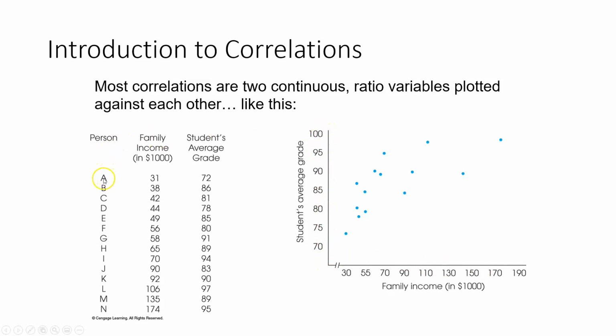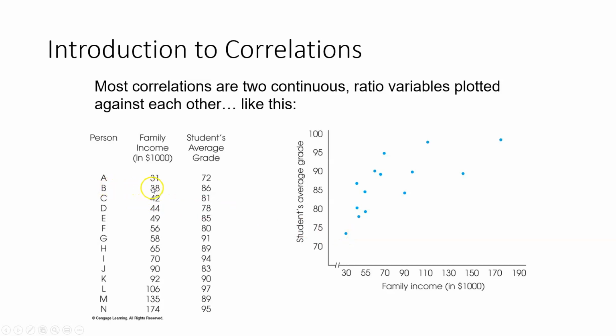And if you had person A, they would have a value for both variables. In this case, we have family income in thousands plotted against students' average grades. And you could see that person A has a family income of 31,000, and the student's average grade is 72. So you would come here and you'd look at 31 compared to 72, and this dot is the representation of person A for both variables.